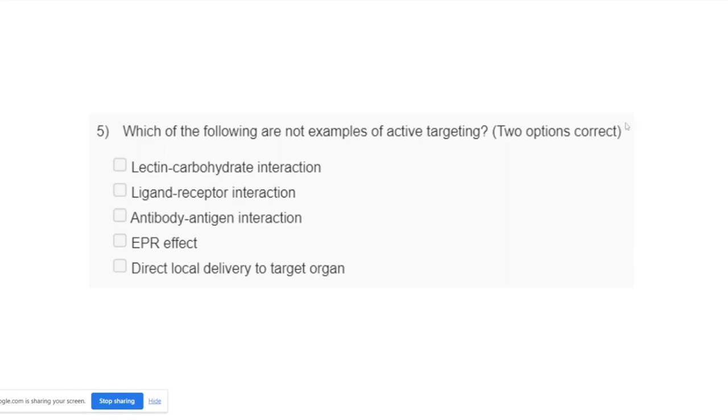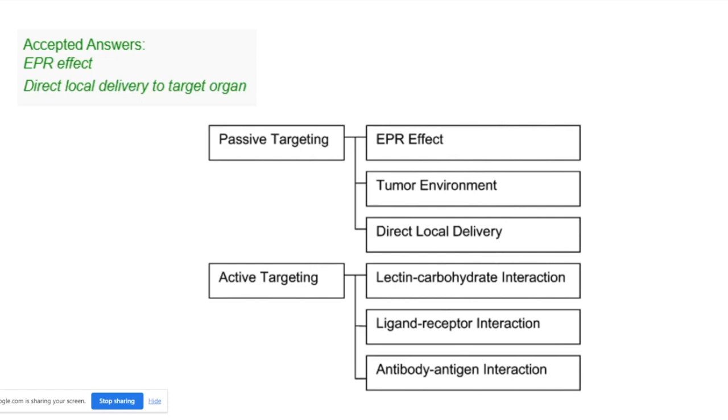Okay. So here the correct answer would be the last two options, as someone already said. So this is the EPR effect and direct local delivery to target organ. Targeting could be either passive or active. Passive targeting includes the EPR effect, tumor environment, and direct local delivery, where you are indirectly targeting specific tissue or cells. But if you want to actively target it, you can use the lectin carbohydrate interaction, ligand receptor interaction, or antigen antibody interaction.